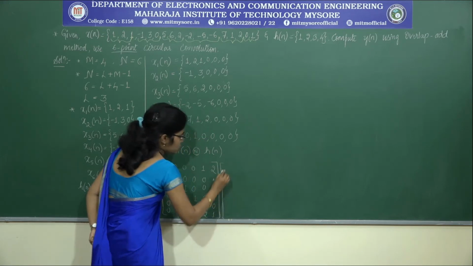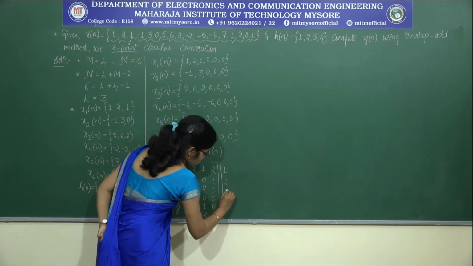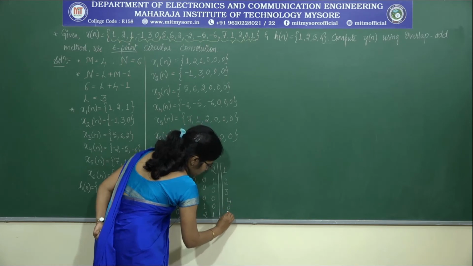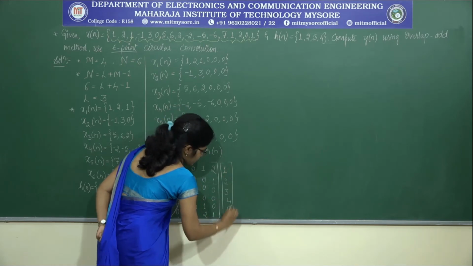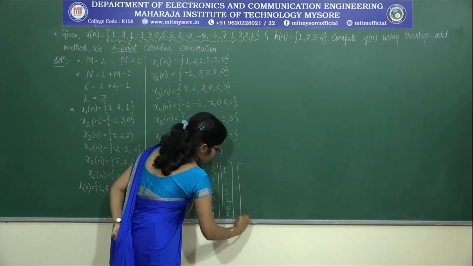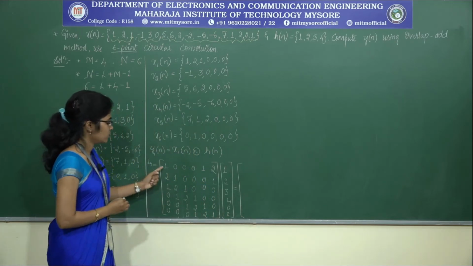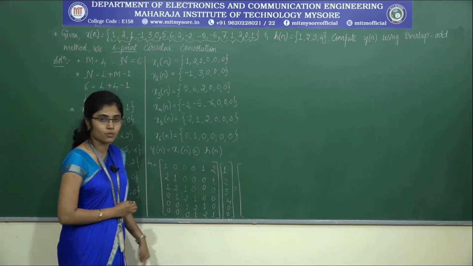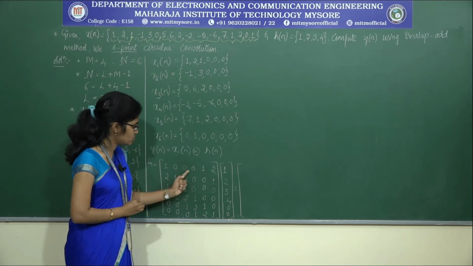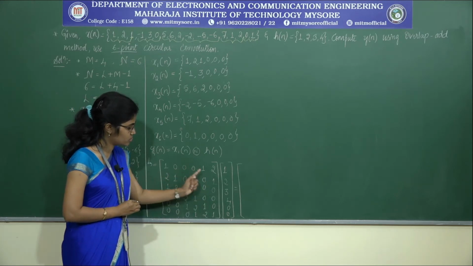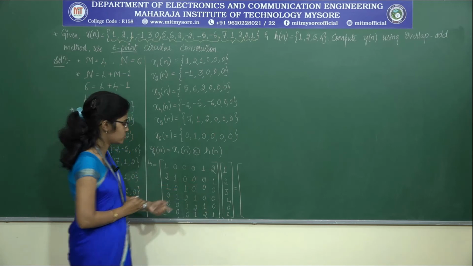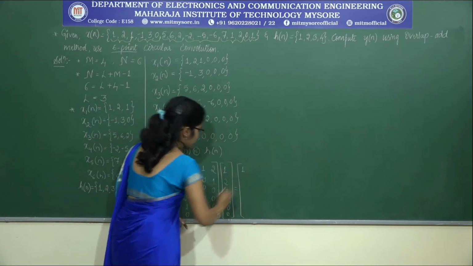What is h of n? h of n is 1, 2, 3, 4, 0, 0. Now we should start performing matrix multiplication. 1 into 1 is 1, 0 into 2 is 0, 0 into 3 is 0, 0 into 4 is 0, 1 into 0 is 0, 2 into 0 is 0. So what we are getting? We are getting only 1.